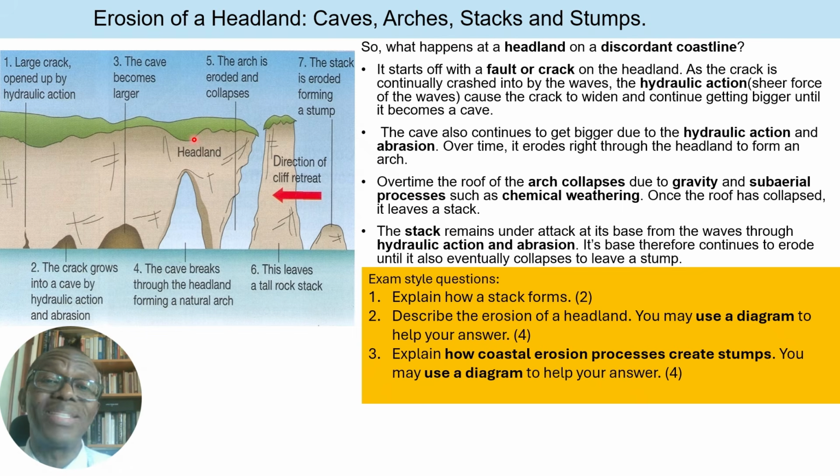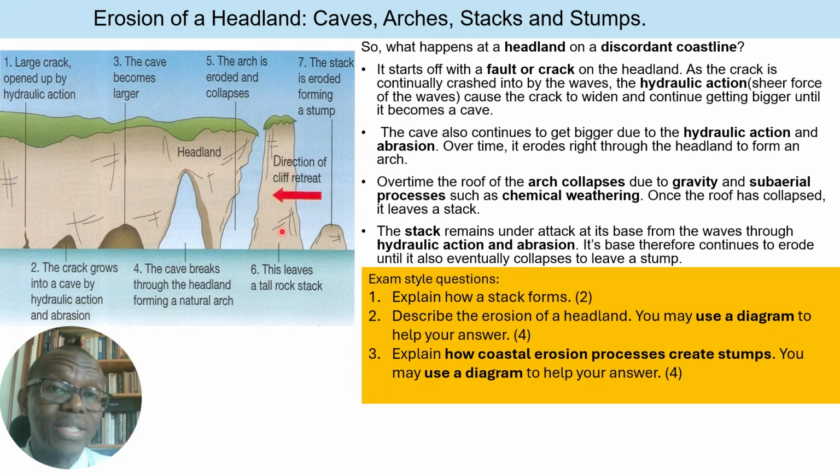And in time, as it's weakened, then eventually, because there's also no support from the bottom, it's likely to collapse. Now, if that roof collapses, then you remain with a freestanding landform here. And the freestanding landform here is what is referred to as a stack. So this here is a stack that has been formed when the roof of the headland or of the arch, sorry, collapsed due to the pull of gravity and due to subaerial processes.